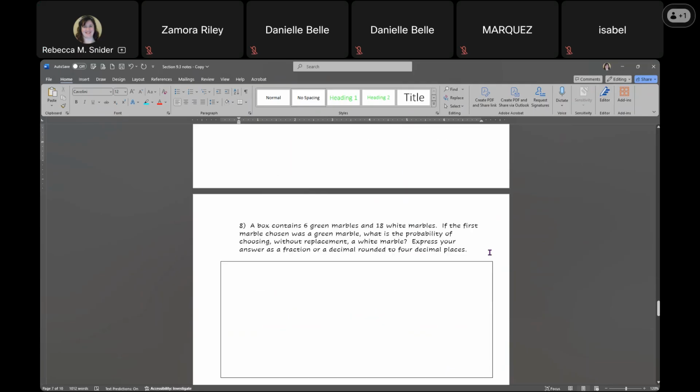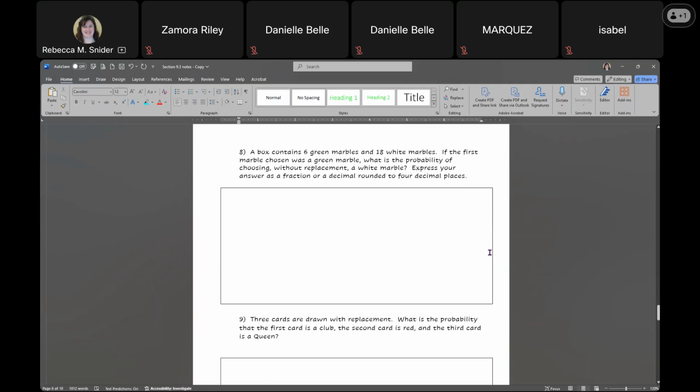Okay, here we go. A box contains 6 green marbles and 18 white marbles. If the first marble chosen was a green marble, what is the probability of choosing without a replacement a white marble? So again, this one is simply asking for a single probability. It wants to know the probability that you're going to choose a white marble. And this is going to occur given that something else has already happened.